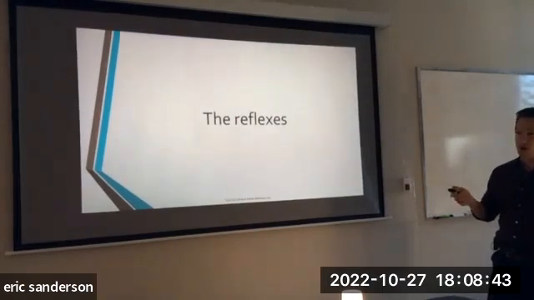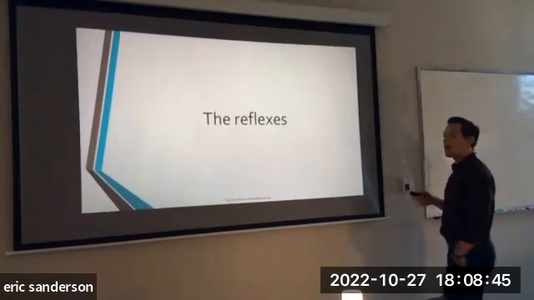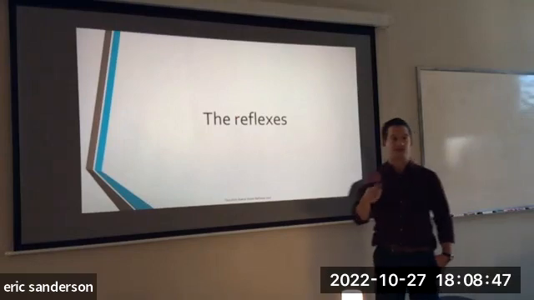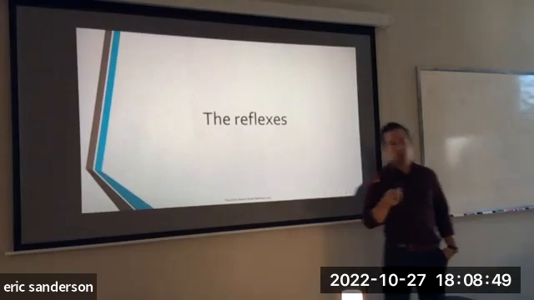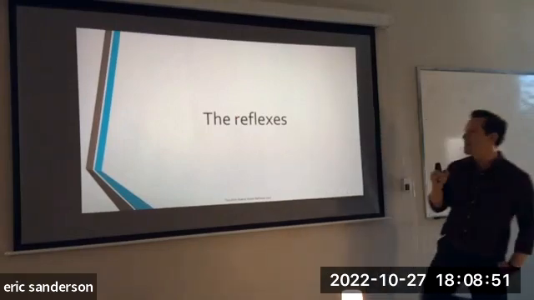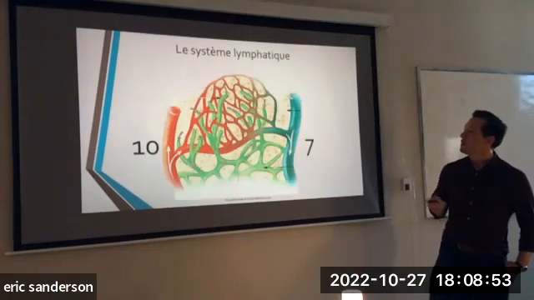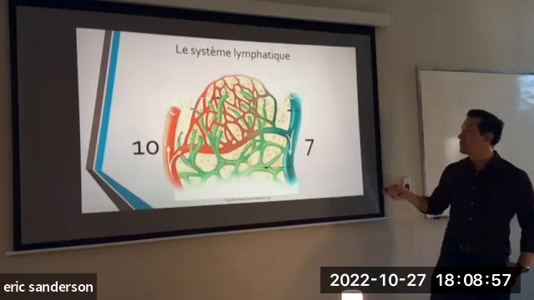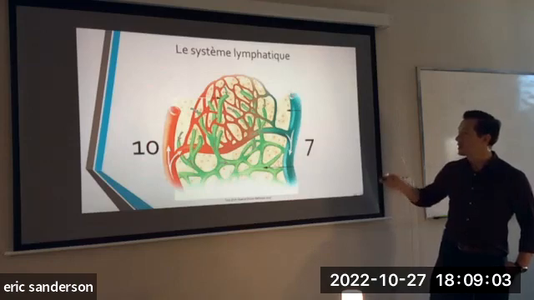So if we look at them, our reflexes give us an opportunity, give us a window into that system, into that information. So remember, our lymphatic system is basically the 30% of the blood that doesn't come back through the venous system. We have our arterial blood, it gets switched, right?